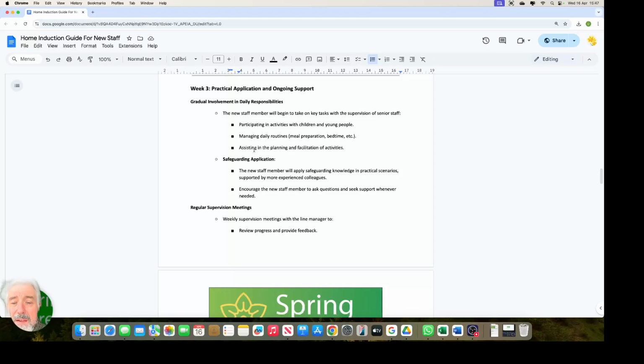So we need to look at how the new staff member will begin to take on key tasks. So participating in activities, planning activities. And again, that's massively important alongside your key working. Managing daily routines, meal preparations, bedtimes. You've all said about consistency, but now you've got to, as a team, pull that together into what does it look like? What does it look like?